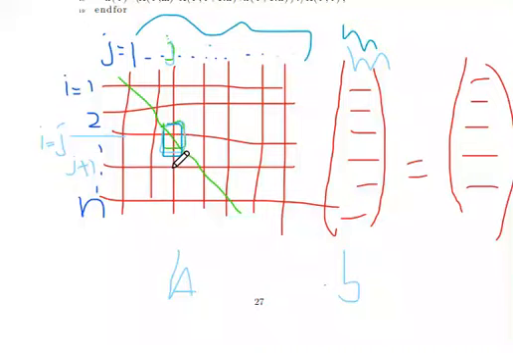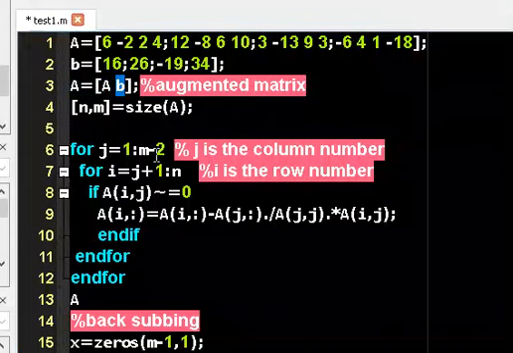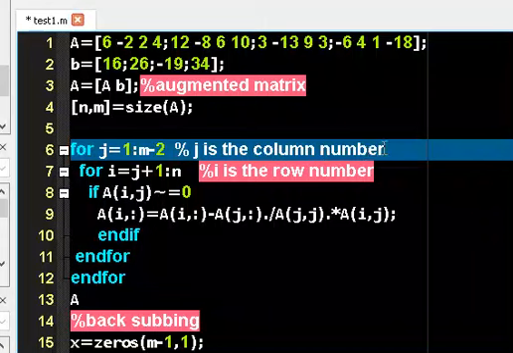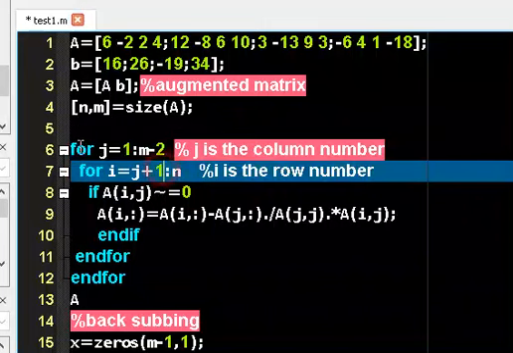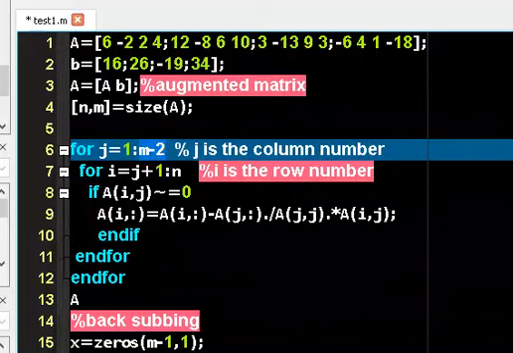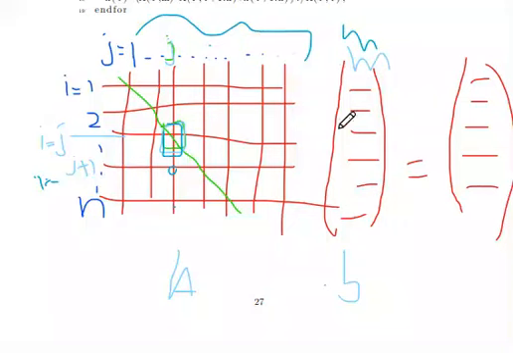And now we have to remove these elements, right? So your i is going from where to where? i is going from j plus 1 to n, right? Look at this code. This is the column counter j, and i is the row counter. And generally j goes from 1 to m minus 2, because I consider this right hand side of the system.